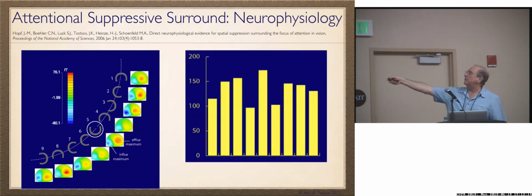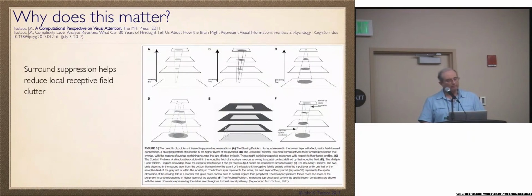So this is the center position. These are the neighboring positions. These are the other ones. So this is using magnetoencephalography, so it's a neurophysiological response that shows exactly the same sort of surround suppression as we saw psychophysically. Why does this matter? It matters for the reason that I tried to describe earlier. Surround suppression helps reduce local receptive field clutter. So that's the mechanism that the brain uses, and the important thing is that it also takes time to do all of that. I'll show you some more of this later.